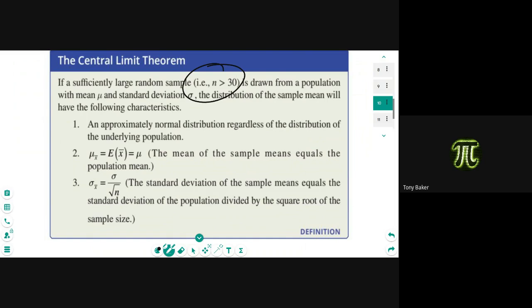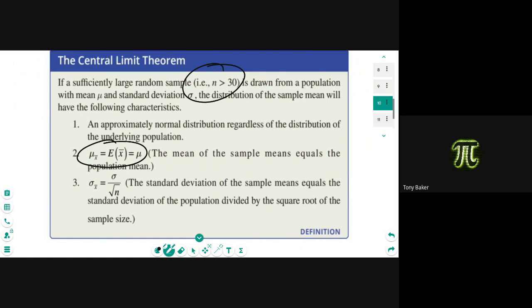And it has to be random. Like I could pick the 30 people in this room, that wouldn't be random, it wouldn't fit. As long as that's true, the rest of the things will be true. They will approach a normal distribution. You will always have a normal distribution in this situation. The sample mean equals the mean. So when I find the mean of my samples, I will find the mean of my population.